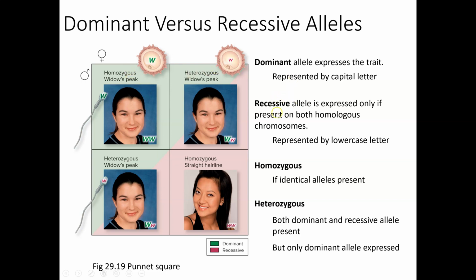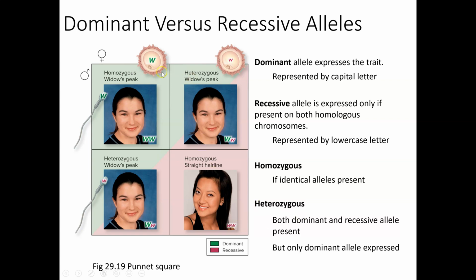Okay, and then the recessive allele, that means it tends to be masked, right? But it is represented by a lowercase letter. So in this case, the recessive allele is presented like this, a lowercase w. And we said normally it's going to be masked by a dominant allele. But if you have two copies of the lowercase w, then the physical trait is going to be presented, and that would be the straight hairline. So it's only going to be presented when you have a homozygous lowercase w.